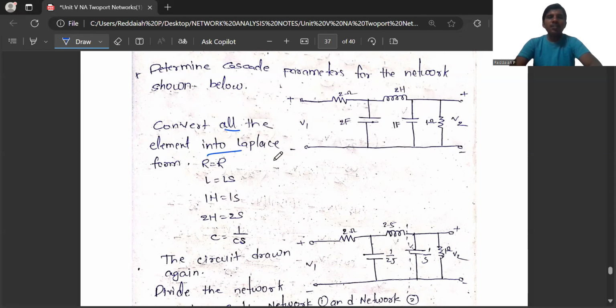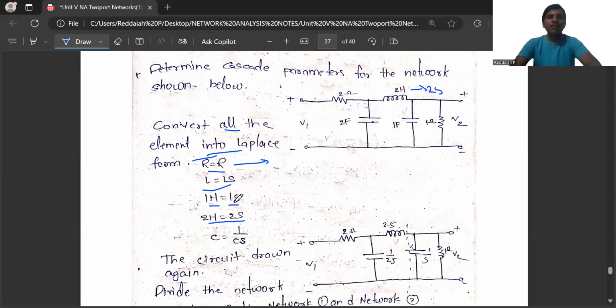How to convert a resistor? A resistor remains resistor. L will be converted into Ls. 1 Henry will be converted to 1s, 2 Henrys means 2s. Capacitor C equals 1 by Cs. Remember this. The Laplace conversion of a resistor is resistor R only. Suppose we have 2 Henry, we have to convert this into 2s.